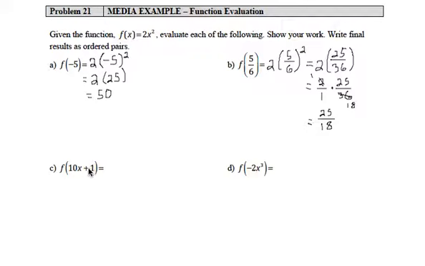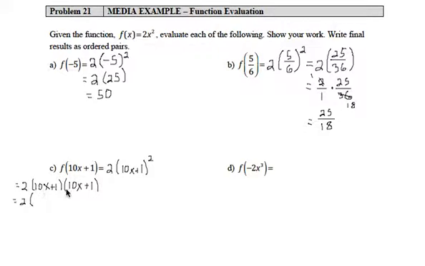Here, f of 10x plus 1. So 10x plus 1 is the input. So I'm going to replace the x squared with 10x plus 1 and then square it. So I have to be careful and remember that 10x plus 1, quantity squared, is 10x plus 1 times 10x plus 1. That's going to involve using the FOIL. So I'm going to FOIL before I worry about the 2 on the outside.